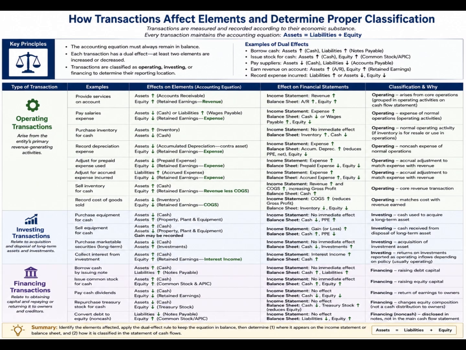Accrual adjustments, e.g., prepaid expenses, accrued wages, shift timing between periods while preserving the matching principle. Cost of goods sold reduces inventory and increases expenses, impacting gross profit and retained earnings.